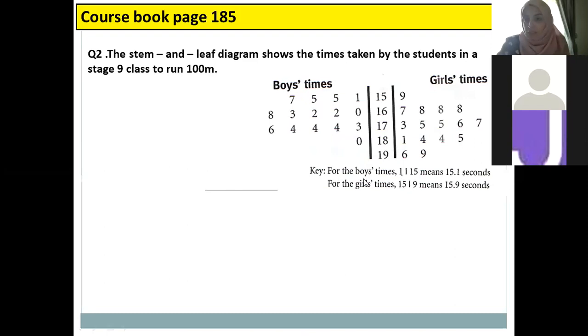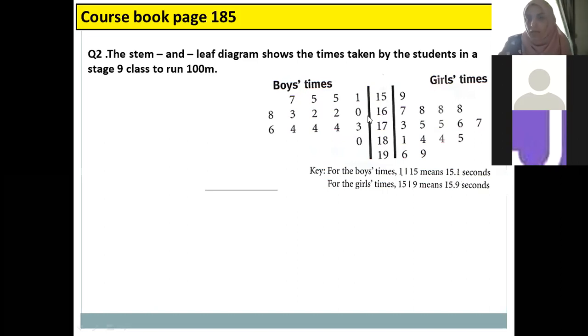For the boys' times, if you have 1 and then a stem and then part of the stem, and you have the 15, the 15 here is your stem. So the stem is exactly in the middle. The leaves are on the right and on the left. How can we read this 1-15? It can be read as 15.1. So here we have tens and ones place, and then here we have the tenths place.